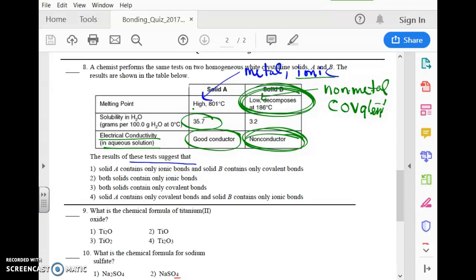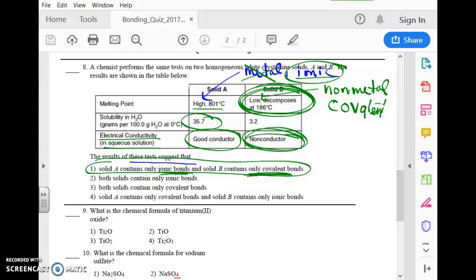Now, although this could be a metal, whenever we talk about dissolving, we talk about ionic substances. Metals can't dissolve in water. So that means that solid A contains ionic bonds, and B contains only covalent bonds. Again, high melting point, dissolves in water, low melting point, and is a non-conductor.